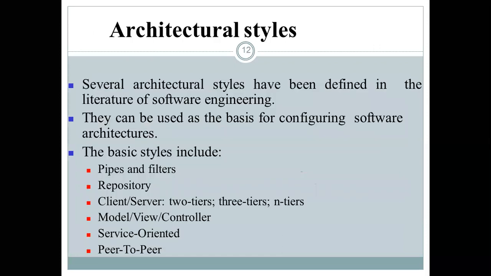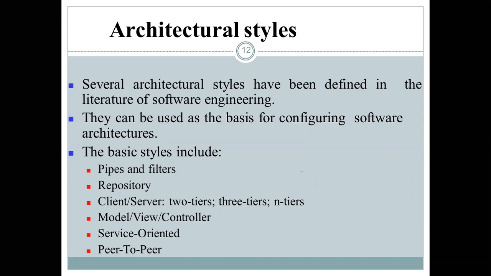There are several architectural styles that have been defined in the literature of software engineering, and they can be used as the basis for configuring software architectures. The basic styles include pipes and filters, repository, and client-server, which includes 2-tier, 3-tier, or n-tier architecture. Then model view controller, MVC architecture, then service-oriented architecture and peer-to-peer architecture. These are the several architectural styles for software engineering.